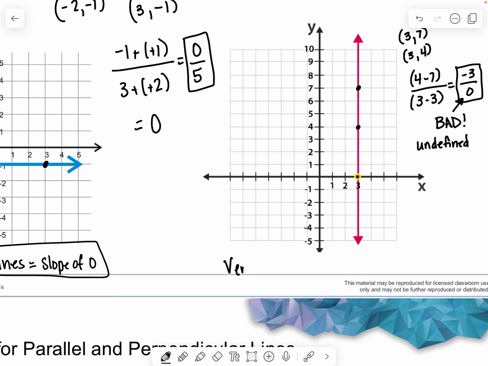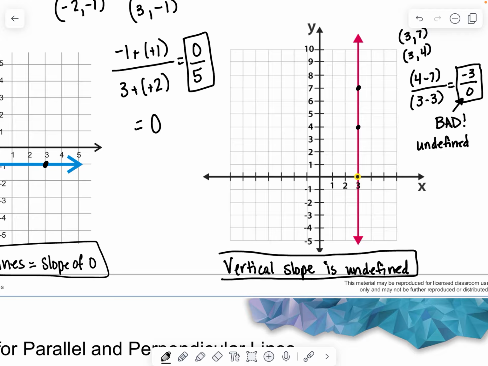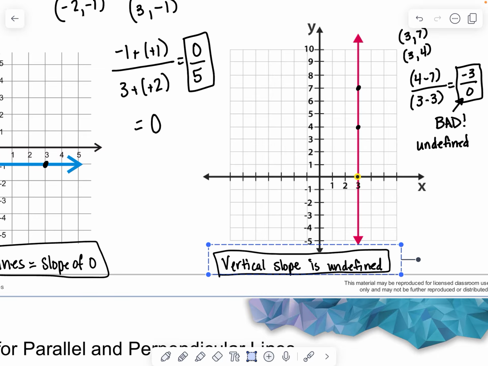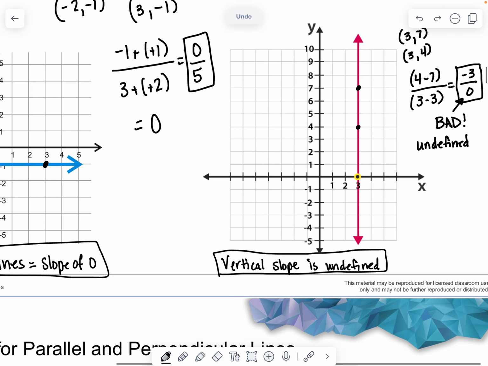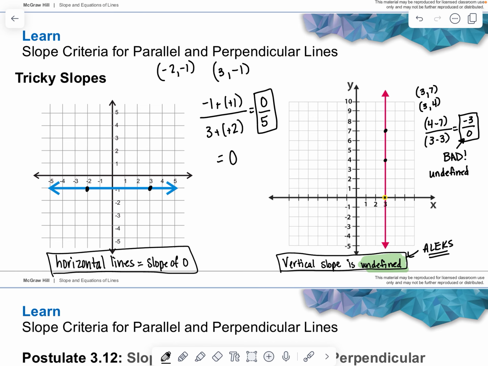So a vertical slope is undefined. That's what it's going to be called. And in ALEKS, that is going to be the answer you have to give when they ask for the slope. That will be the ALEKS answer. A vertical slope is undefined.